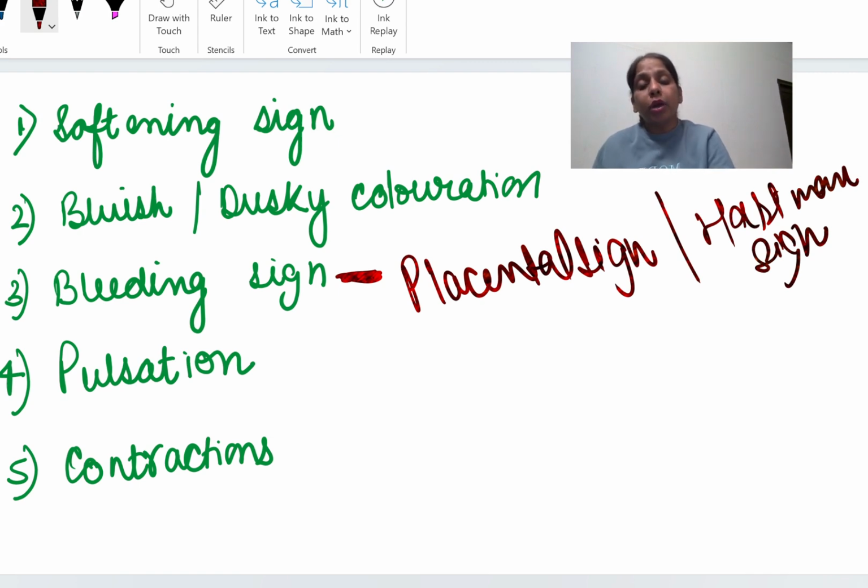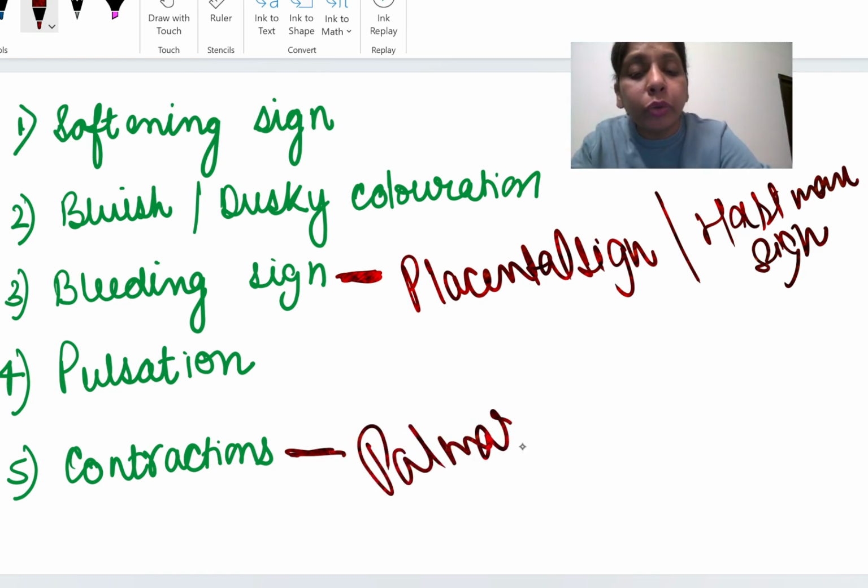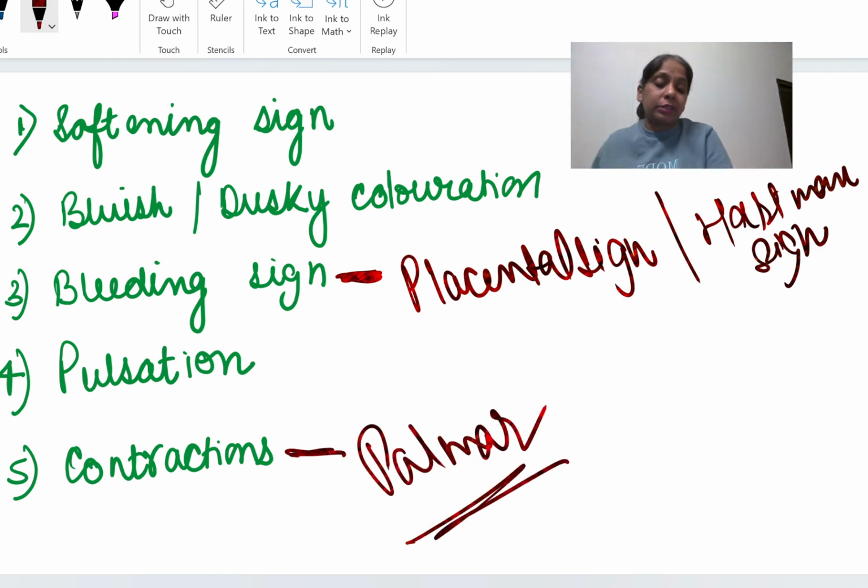The contraction sign is known as Palmer's sign. As I already told you, these are Braxton Hicks contractions, in response to the fetus being a foreign body. So in response to that foreign body, the uterus keeps on contracting. Similar contractions also happen in fibroid and copper T. So we can feel those contractions when we take the uterus by doing bimanual examination.